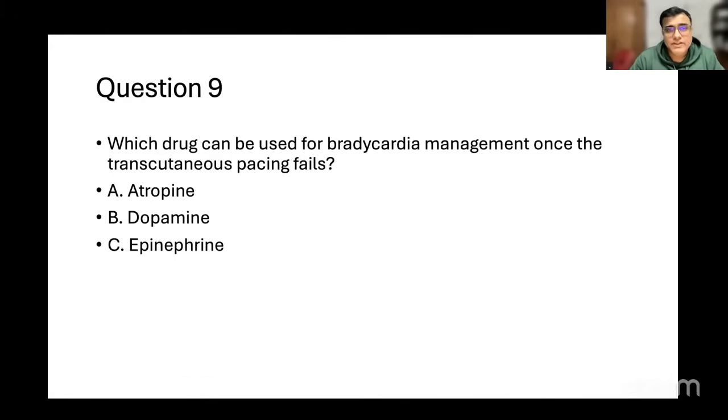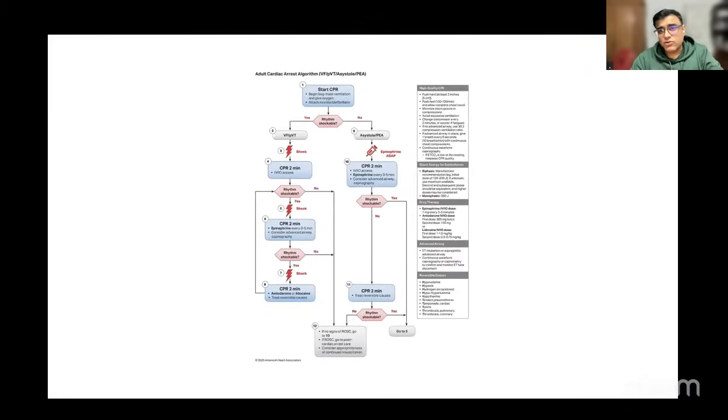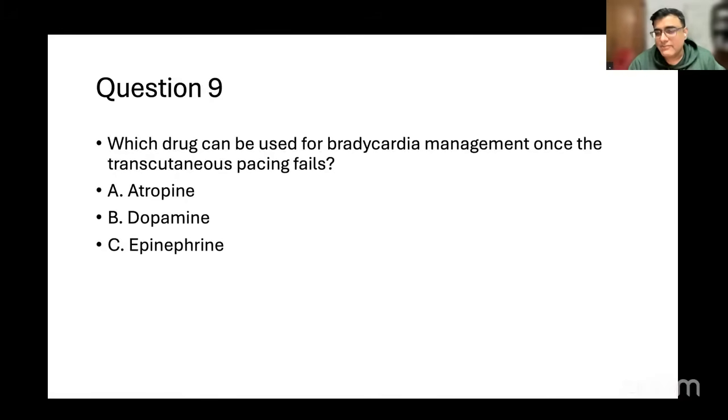So, which drug can be used for bradycardia management once transcutaneous pacing fails? People have recalled both options as dopamine and epinephrine, and the third option recalled was atropine. According to the algorithm, it gives both dopamine and epinephrine as options, but dopamine is always kept on top of epinephrine. So I think if both are there, then dopamine should have been the answer.